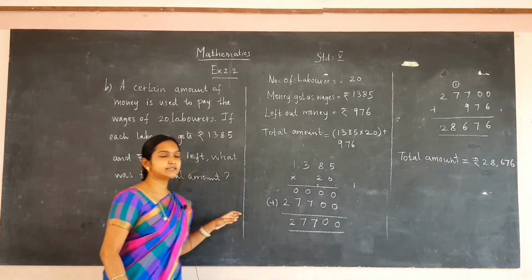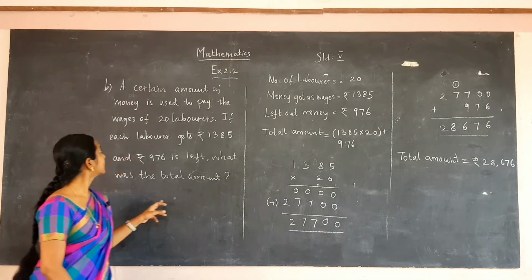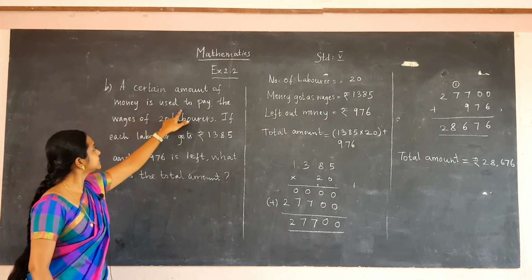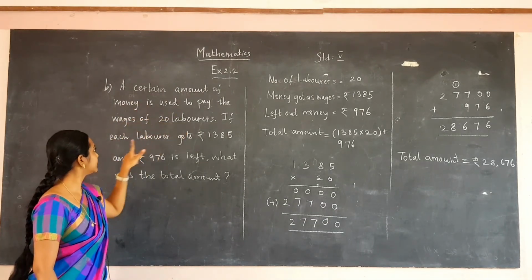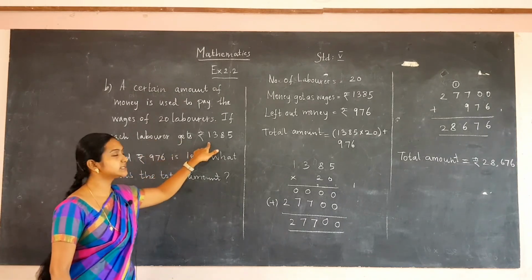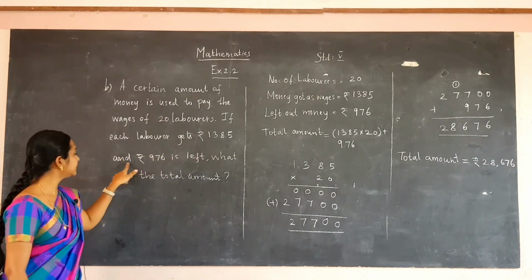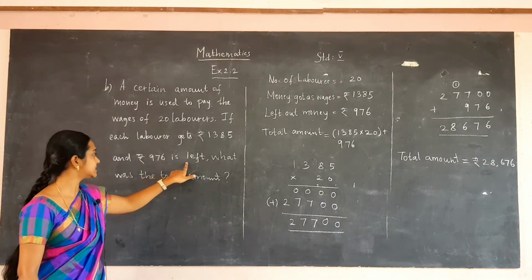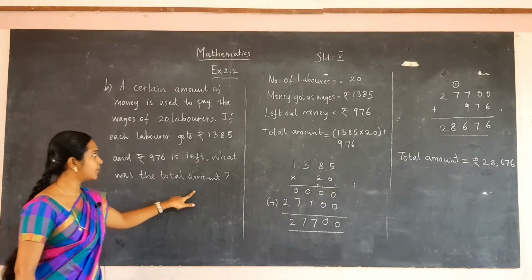Now I will repeat it again. A certain amount of money is used to pay the wages of 20 laborers. If each laborer gets rupees 1385 and rupees 976 is left, what was the total amount?